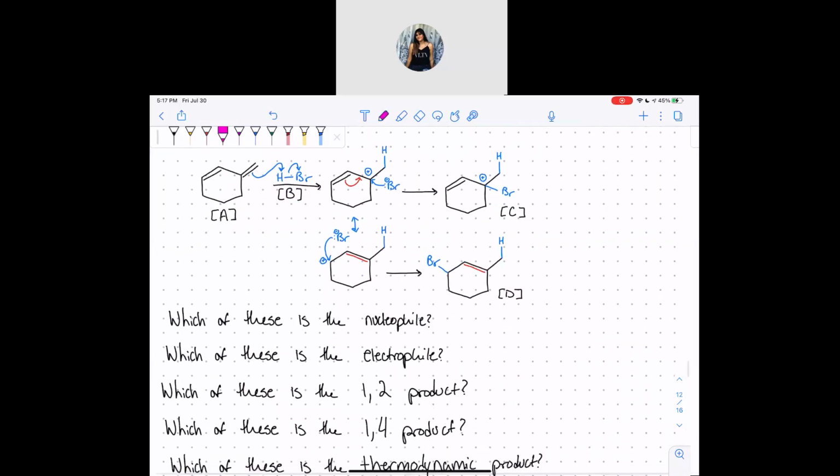So if Br just attaches directly to the carbocation, we have the 1,2 product. If we do resonance, we have the 1,4 product. So the nucleophile is A, the electrophile is B, the 1,2 product is C, and the 1,4 product is D.